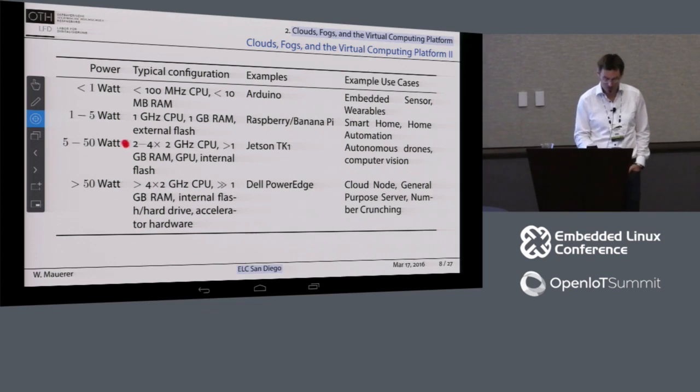Of course, the larger machines, 5 to 50 watts, like the Jetson TK1, may also benefit from such an approach, but we're more focusing on the smaller class, and anything that has more than 50 watts, we do consider like a server computer.